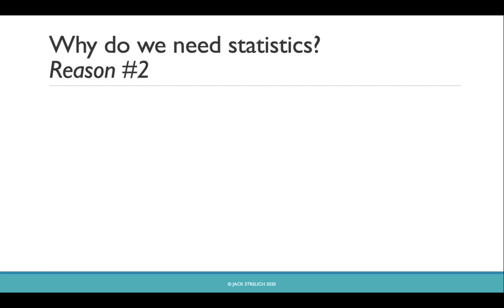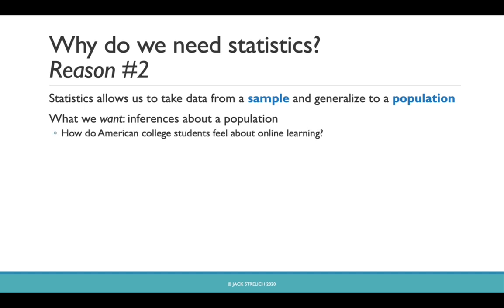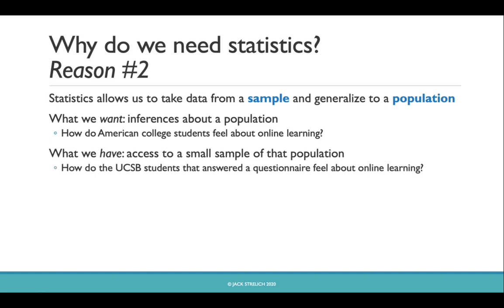So, let's return to the question of why do we need statistics? Reason 2 is that statistics allows us to take data from a sample and generalize to a population. What we want to do as psychologists is make inferences about a population. For example, how do American college students feel about online learning? What we actually have to work with is access to a very small sample of that population. So, for example, how do the handful of UCSB students that answered the questionnaire feel about online learning?